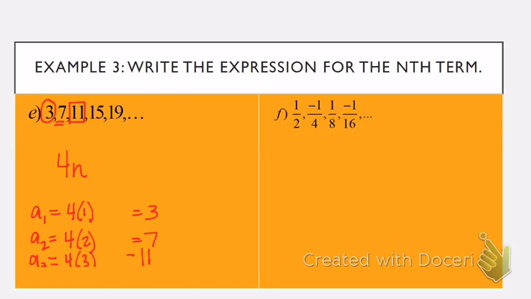So if I look at what I've done down here, I can see that 4 times 1 is not equal to 3. But if I subtract 1 from that, it will be equal to 3. 4 times 2 is 8. If I subtract 1 from that, it's 7. 4 times 3 minus 1 is 11. So if I subtract 1 from the 4n, I'm going to get a rule that fits this entire sequence. That's what I'm trying to do. Write the rule for the pattern.